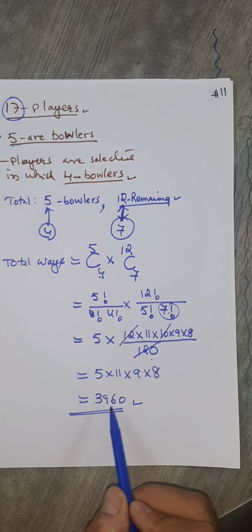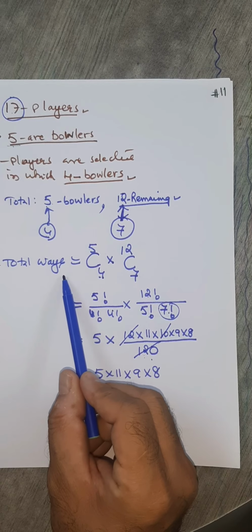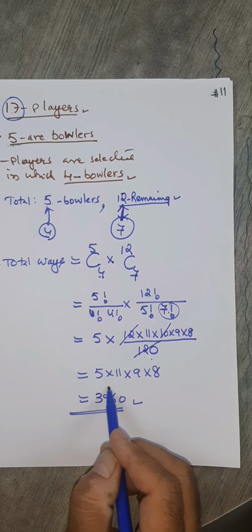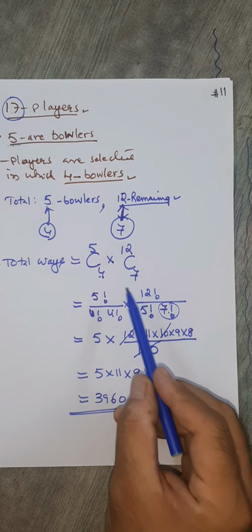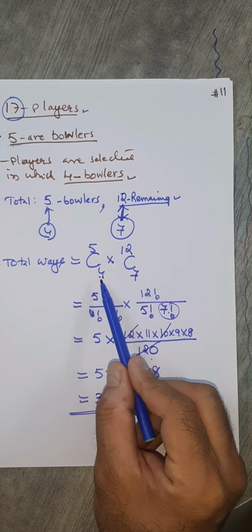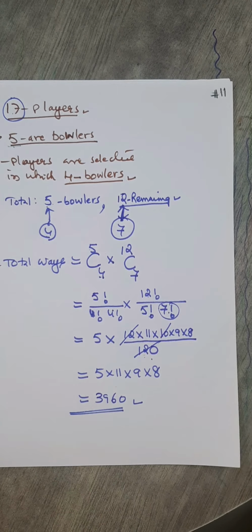This is the total number of teams of 11 players, in which you will find exactly 4 bowlers in each team.